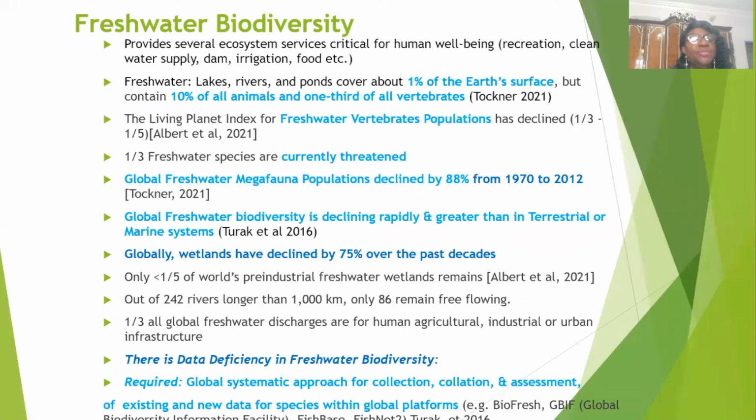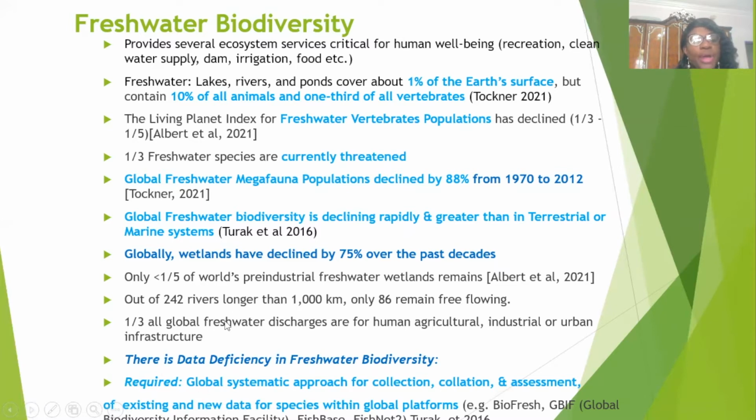Freshwater biodiversity. Freshwater provides several ecosystem services critical for human well-being, like recreation, clean water supply, dams, irrigation, food, etc. Freshwater lakes, rivers, and ponds cover about 1% of the Earth's surface, but contain 10% of all animals and 1/3 of all vertebrates. The Living Planet Index for freshwater vertebrate populations has declined by between 1/3 and 1/5. 1/3 of freshwater species are currently threatened.